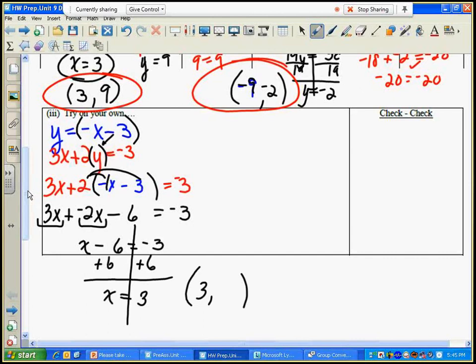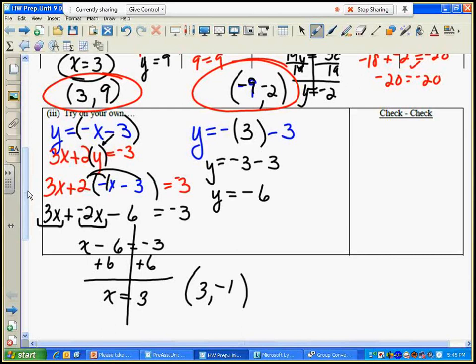Go back up to your blue equation. Plug that 3 in for x, and let's see what you get for y. Okay. This says that y equals the opposite of 3 minus 3. Okay, well, the opposite of 3 is just negative 3. So we end up with negative 3 minus 3. Notice that both of those 3's are going in the negative direction. You're going to end up at negative 6.